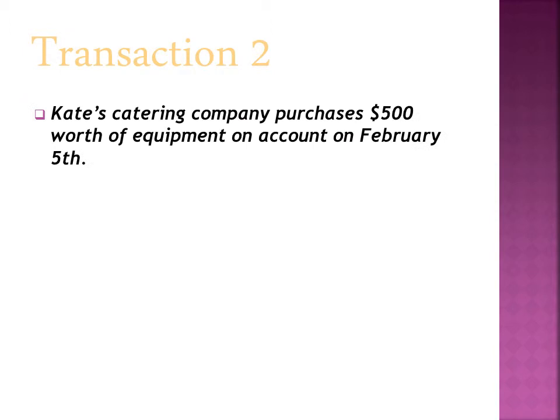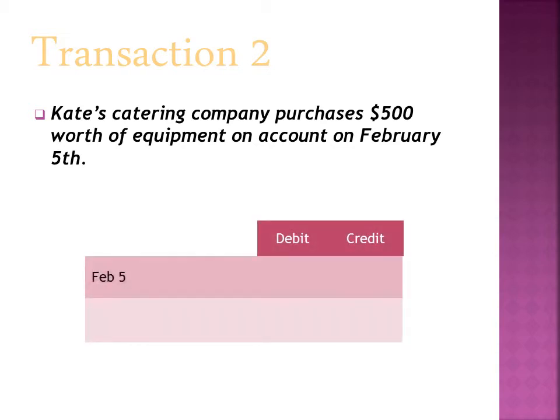Let's try another example. Kate's Catering Company purchases $500 worth of equipment on account on February 5th. So we start with the date, February 5th, and identify which account needs to be debited. In this case, it's equipment expense, because when expense increases, we debit it. Next is accounts payable, because Kate hasn't yet paid for it, but she will.